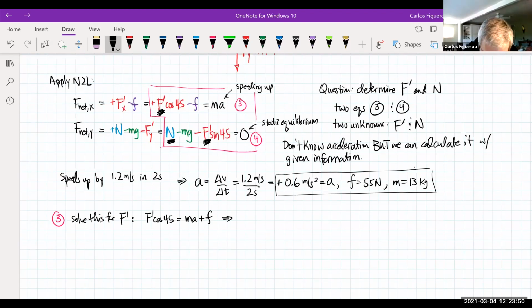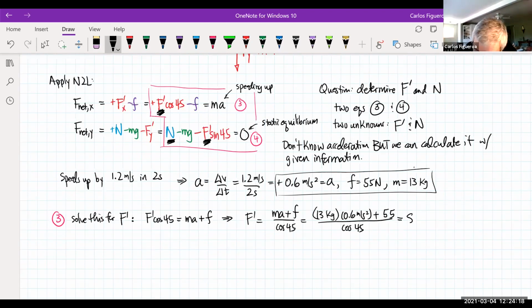If I isolate F prime, I'm going to get F prime equals MA plus the friction, divided by cosine of 45. So I know what the mass is, it's 13 kilograms. We know what the acceleration is, it's 0.6 meters per second squared, plus the friction of 55, divided by cosine of 45. And if you compute that, I get 89 newtons for F prime. Now I have F prime.